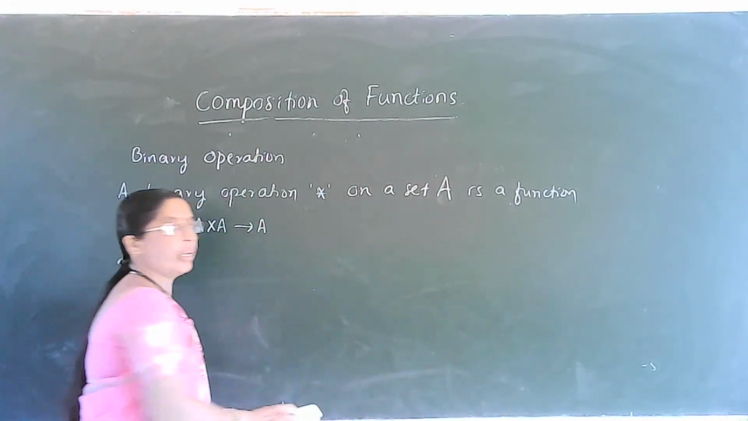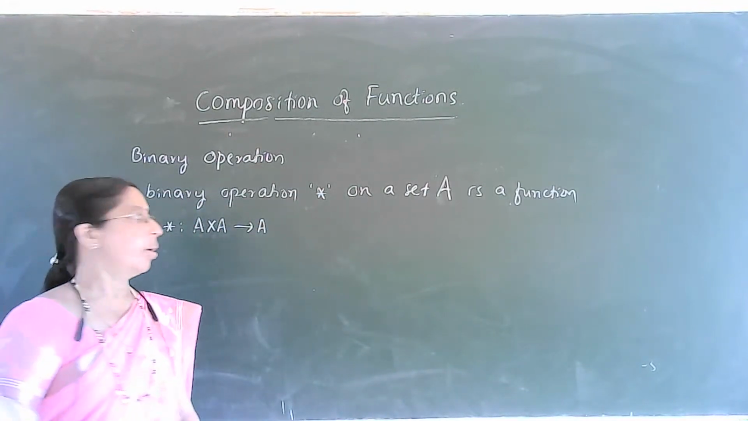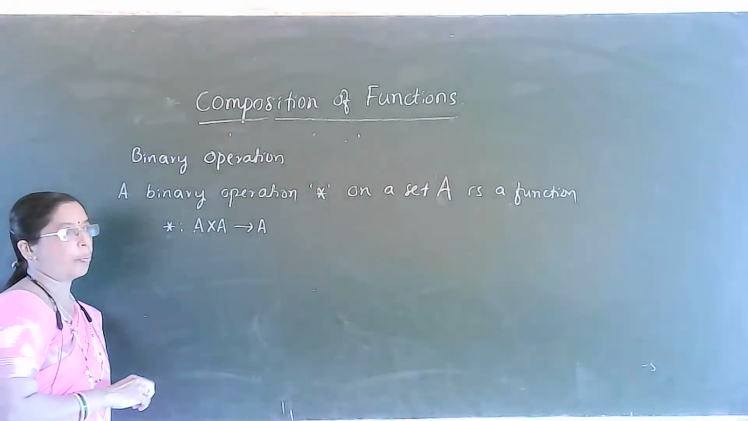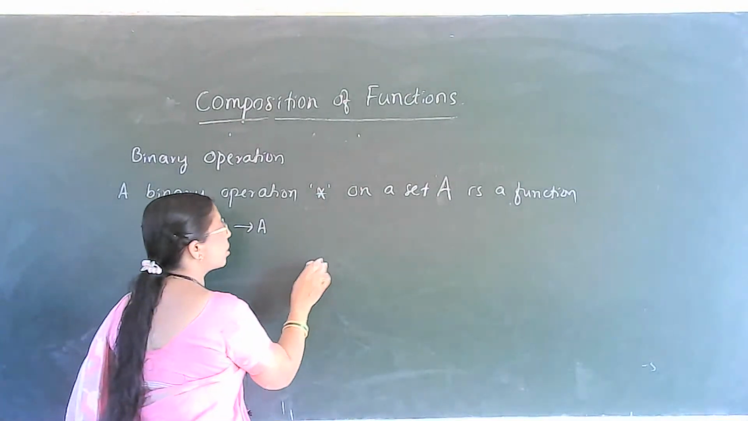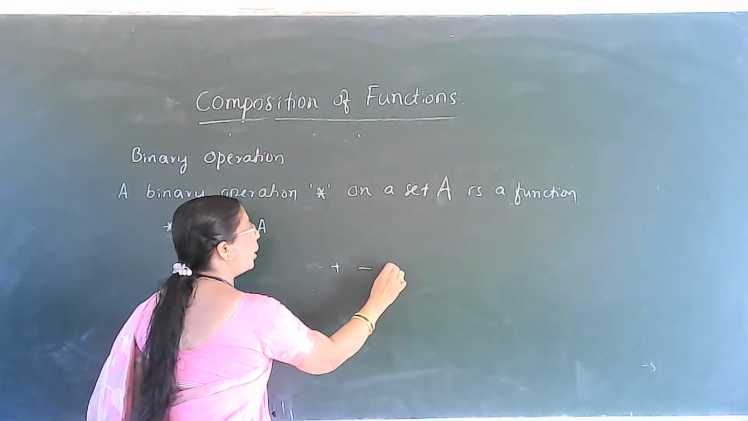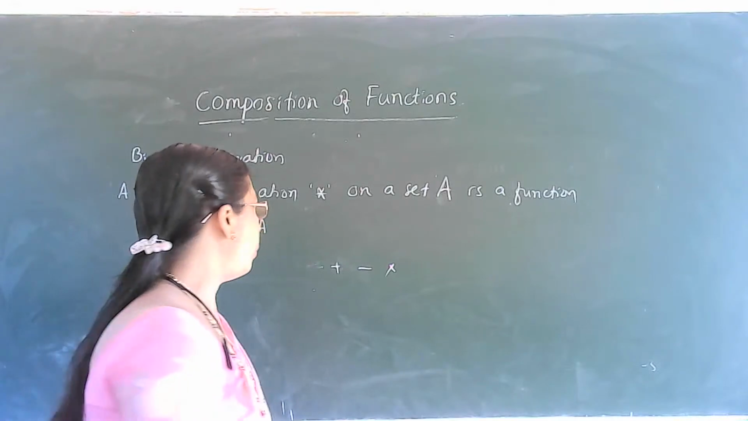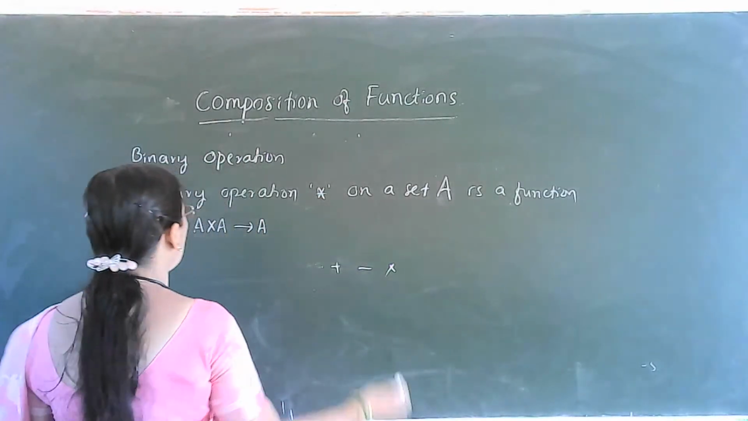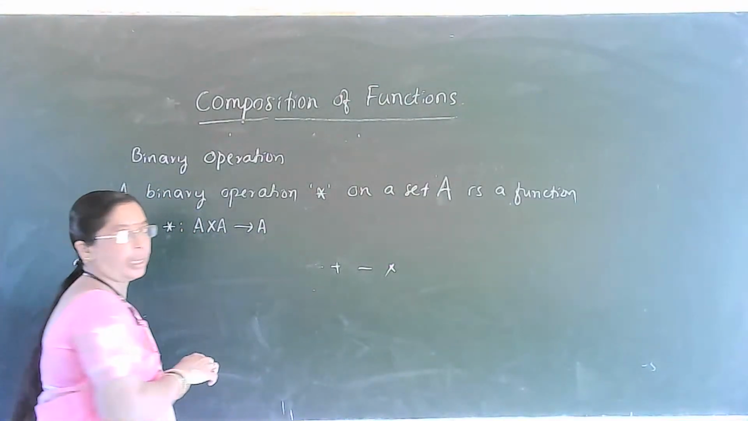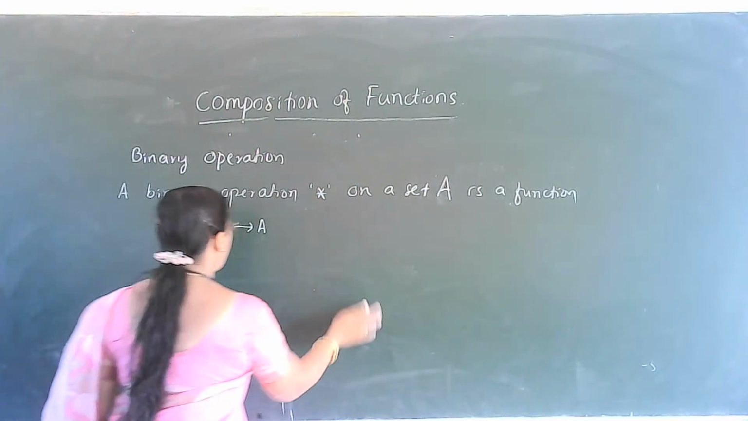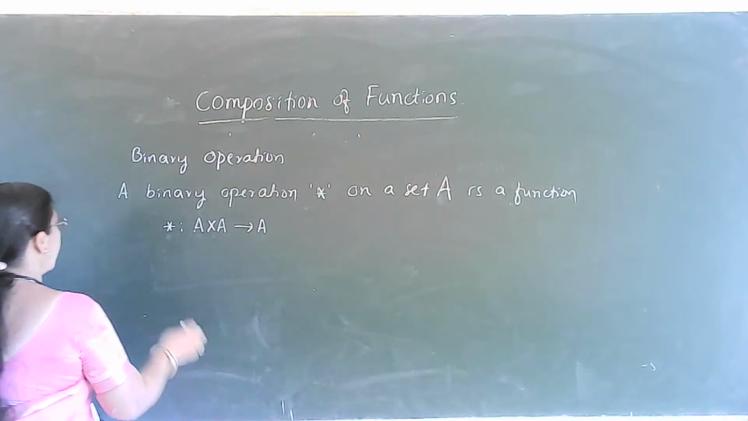If we take any ordered pair and apply the operation star, which may be plus, minus, multiplication, or division, then only if we find another element which is in the set A do we call it a binary operation.